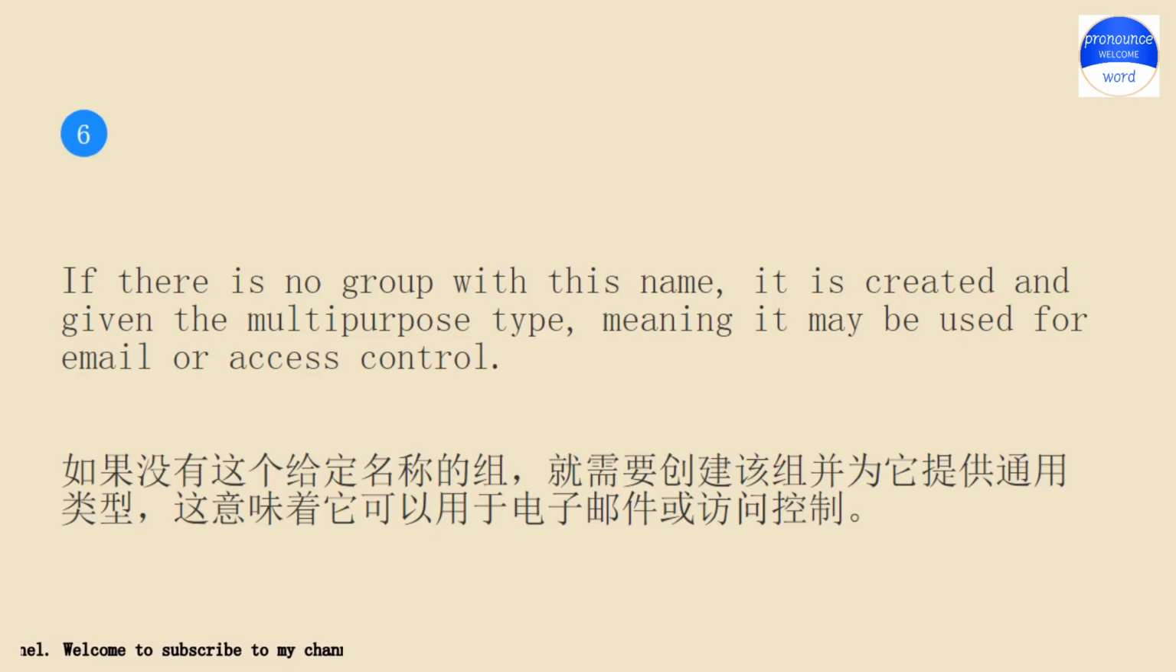If there is no group with this name, it is created and given the multipurpose type, meaning it may be used for email or access control.